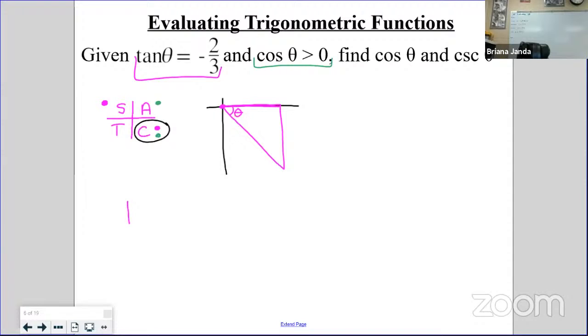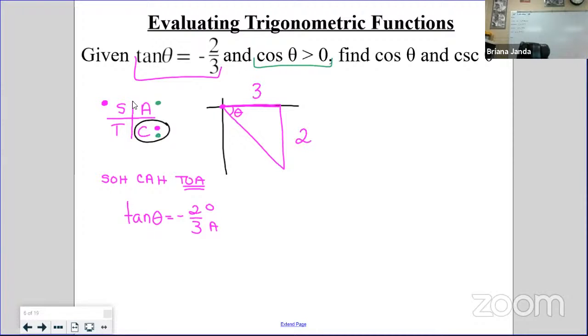If they tell me that the tangent of theta is negative 2/3, go back to what we know about SOHCAHTOA and the ratios of our trig functions. Well, in tangent, it is your opposite side over your adjacent side. So if they're telling me that the fraction is 2/3, that means my opposite side is 2 and my adjacent side is 3, and you're going to label that in your picture.